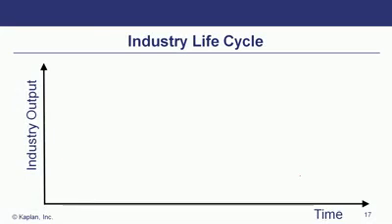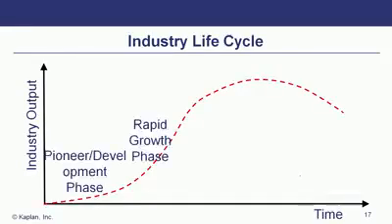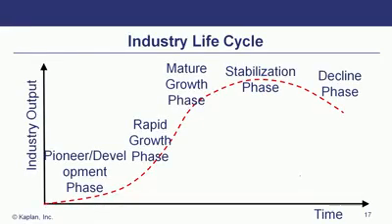They show up in a number of places across all the levels of the curriculum, and they show up as either 4 or 5 stage life cycles. So what we see here is a 5-stage life cycle: the pioneer development phase, then the rapid growth phase, mature growth, stabilization phase, and then decline phase. If we wanted to do a 4-stage life cycle, we would take stages 3 and 4 and combine them into a mature phase or something like that.